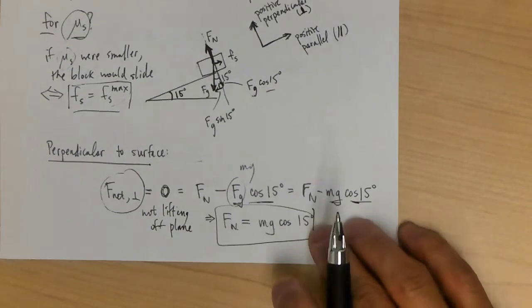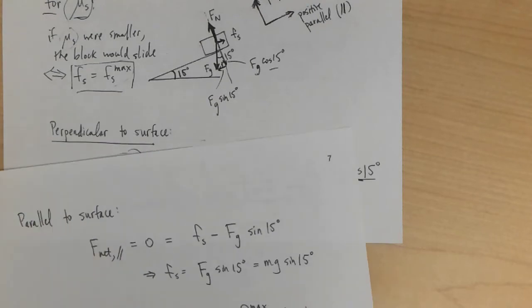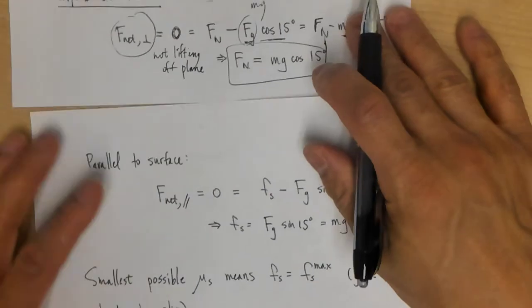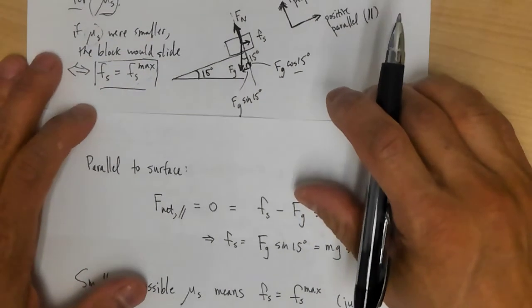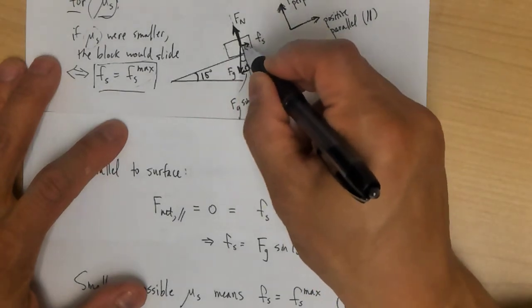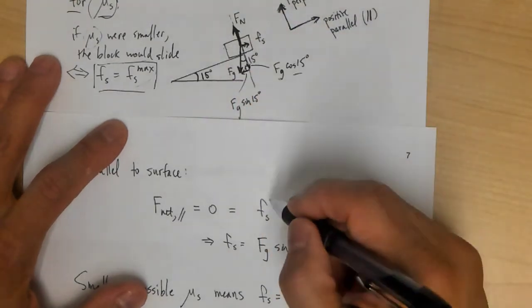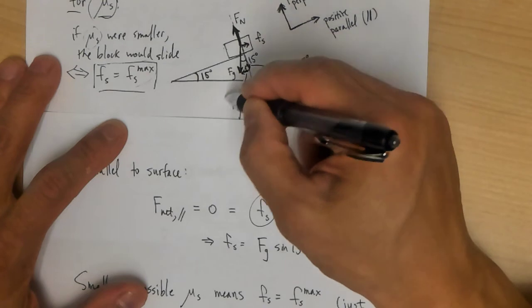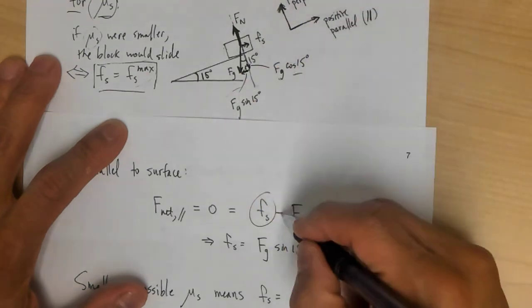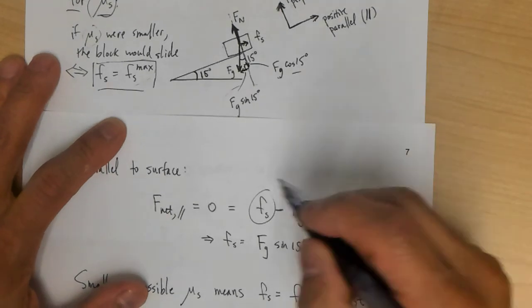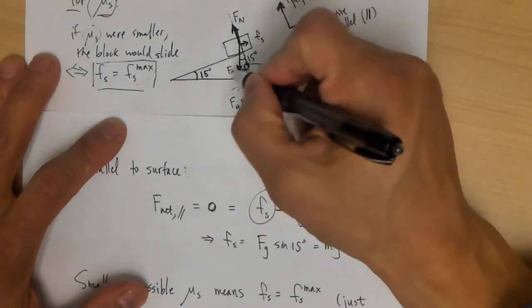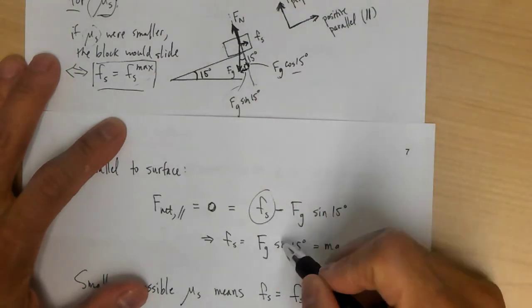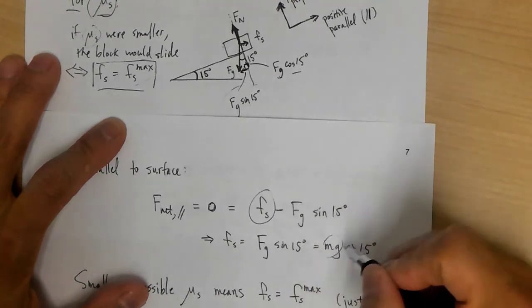Next, we're going to look parallel to the surface. Parallel to the surface, the force of static friction is going up the plane, so we have Fs, and then we have this component, which is parallel to the surface and going in the negative parallel direction, so I have minus Fg sine of 15. The sum of the parallel forces should be equal to 0 because there's no motion at all in the parallel direction. And so we have Fs equal to Fg sine of 15, or m times g times sine of 15.